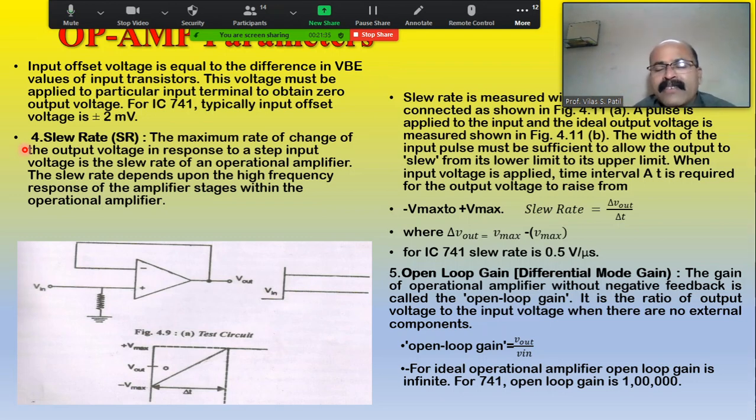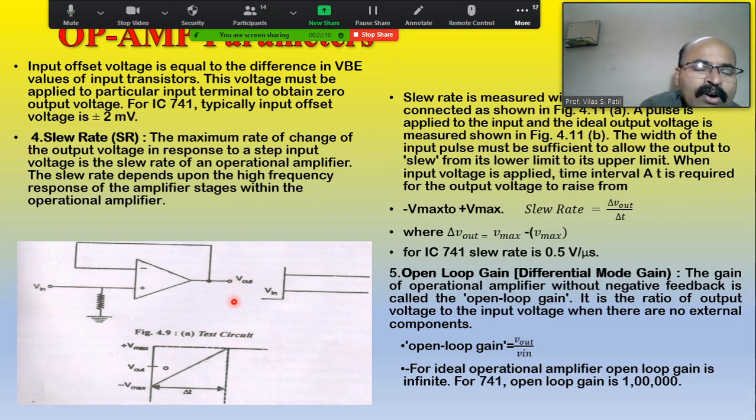The fifth characteristic or parameter is the open loop gain. Loop gain is open and closed; there are two loop gains. Differential mode gain is the gain of the differential amplifier without negative feedback. If the gain is without negative feedback, it is called open loop, and it is the ratio of the output voltage to the input voltage where no external component is present. Then the open loop gain is equal to V out divided by V in.